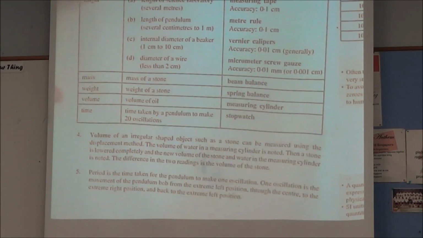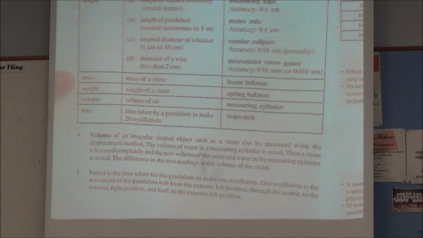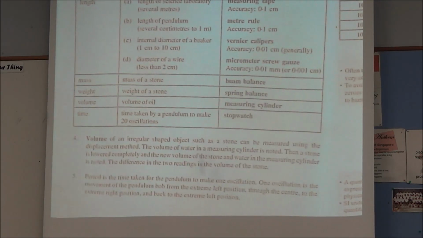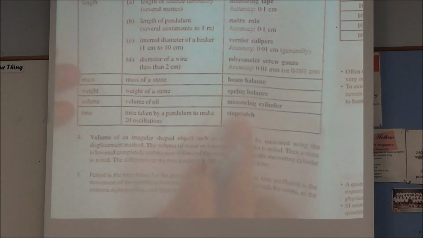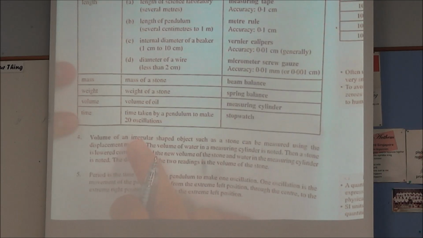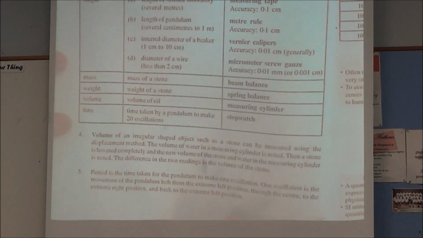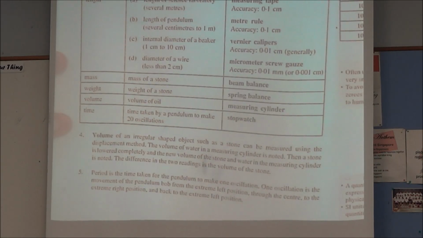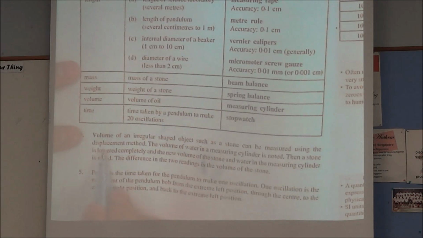Once you are done with length, let's move on to mass. For mass, you will use a beam balance, where you are balancing both sides. For weight, you use a spring balance. For volume, you use a measuring cylinder. For time, we use a stopwatch. Now what about the volume of things that are very big, that cannot fit into the measuring cylinder? We have to use the displacement method.